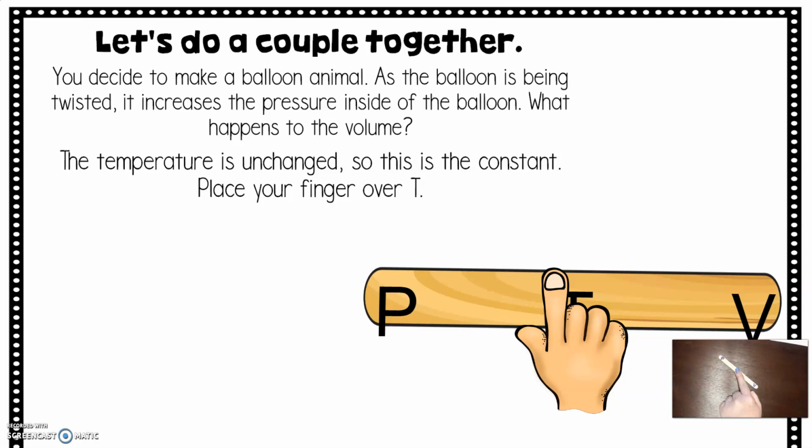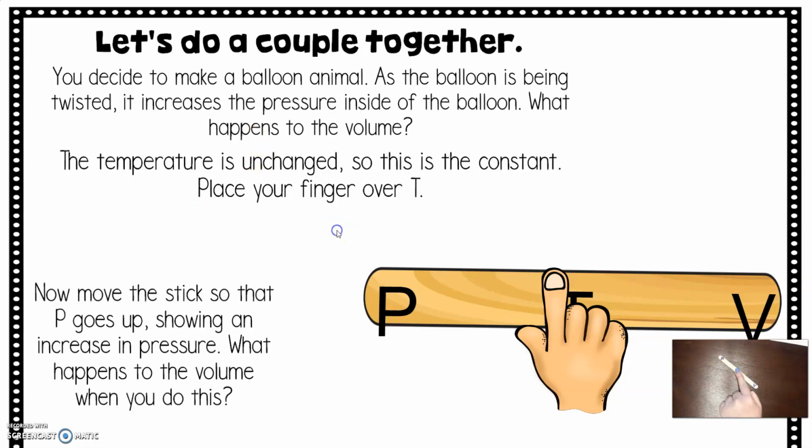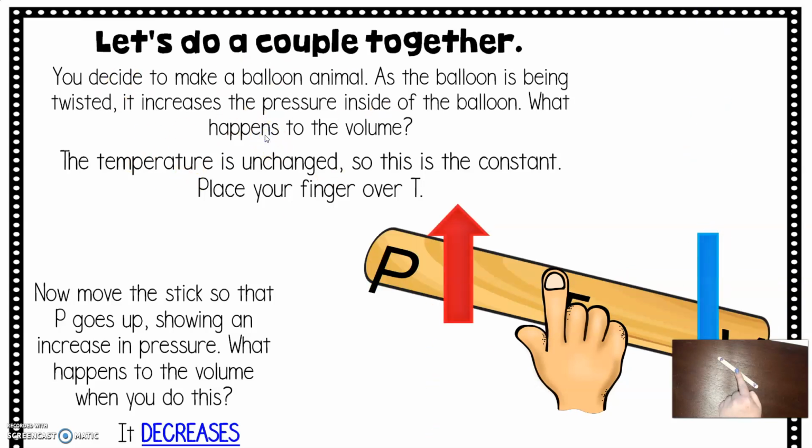So it's increasing, I'm going to move up my P, my pressure. As it moves up, I'm going to notice that the volume is decreasing. The volume is moving down. So I know in this scenario with the balloon animal that it's decreasing. As my pressure increases, my volume decreases. Let's go into our next example.